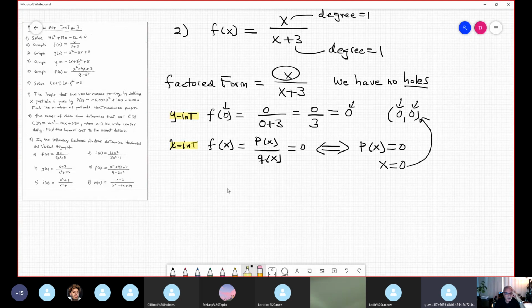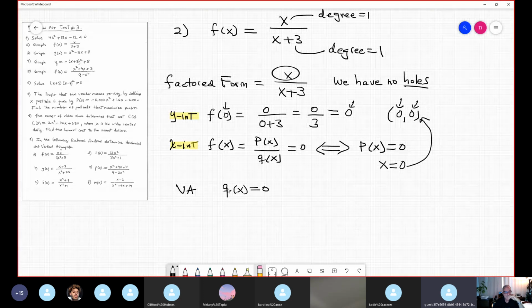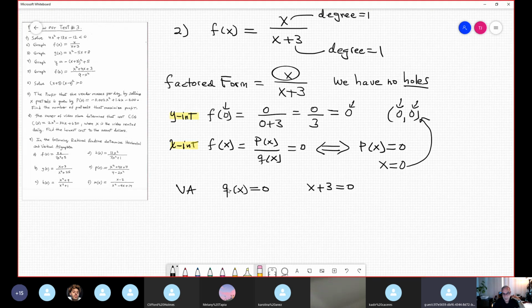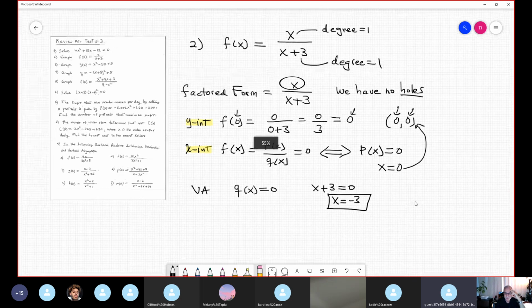Okay, let's do it now. The next step is to determine the vertical asymptote. And the vertical asymptote is easy. A vertical asymptote is when q of x is 0. Who is q of x? It's x plus 3 in our example. Therefore, x equal to minus 3 is our vertical asymptote. It's a vertical line passing through -3.